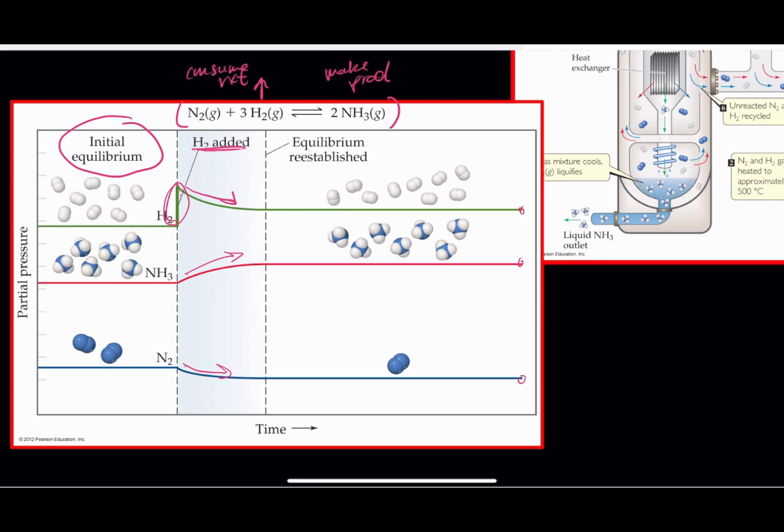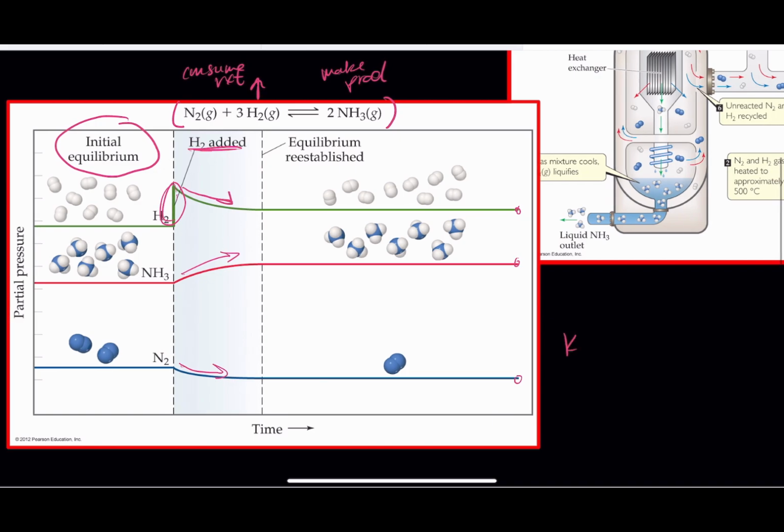But the ratio of each of those new things is still going to be equal to whatever K is, where K is equal to NH3 squared over H2 cubed and N2. So that relationship is unchanged, but our actual numerical values that go in there will be different than they were before. Does that make sense? Which you can see from the graph. Note that the N2 will be lower than it was before because we consumed some. H2, even though we consumed it, will be higher because that's what we added.